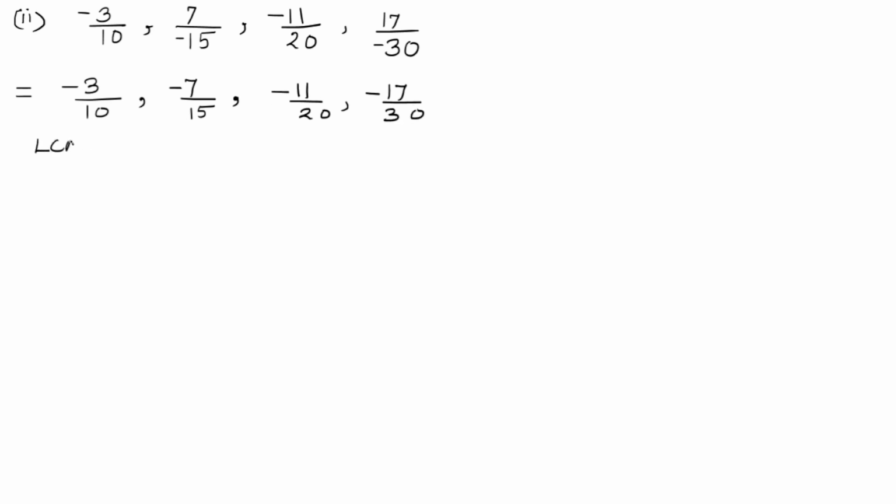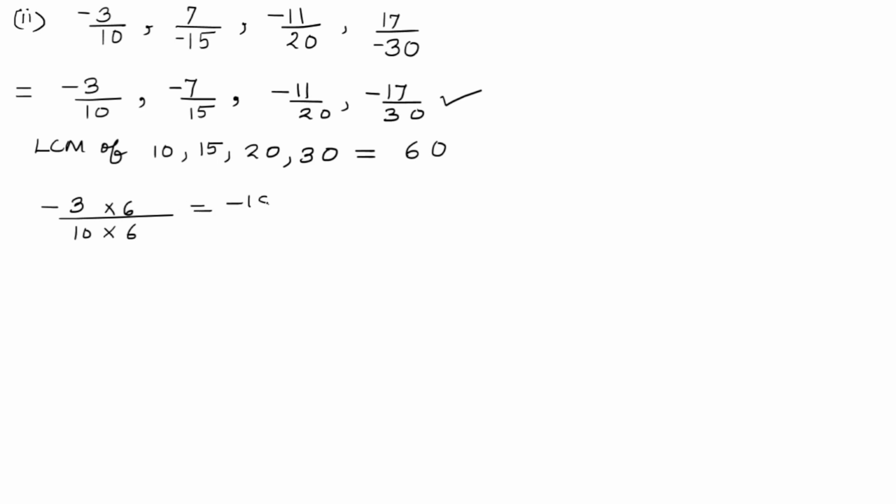Now we need to calculate the LCM of 10, 15, 20 and 30. On calculating the LCM of all these numbers, we get their LCM to be 60. Now take the 60 and convert all of these rational numbers with denominator 60. So minus 3 by 10, we need to multiply this by 6. So you get here how much? You get here minus 18 by 60. Take the next number, minus 7 by 15, multiplied by 4.